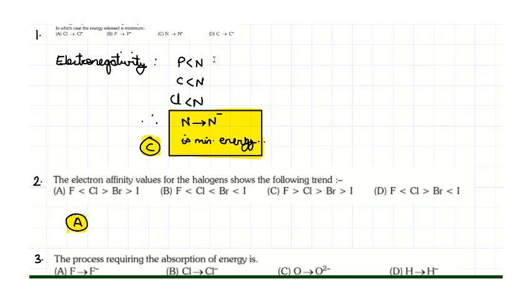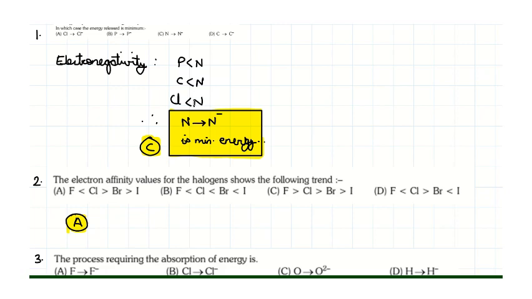The first question for this video is we have to find the case in which the least amount of energy is released. Chlorine to chlorine ion, phosphorus to P minus ion, nitrogen to N minus ion, and carbon to C minus ion. Now we know that the electronegativity of nitrogen is least, not greatest. Thus, we need to supply more energy and the amount of energy released would be minimum. Thus, N to N minus releases least amount of energy.